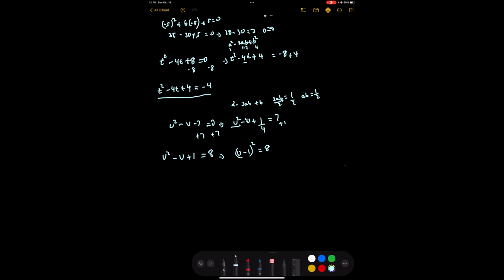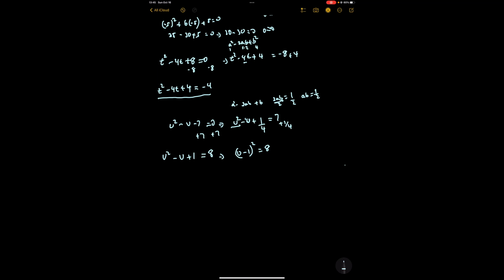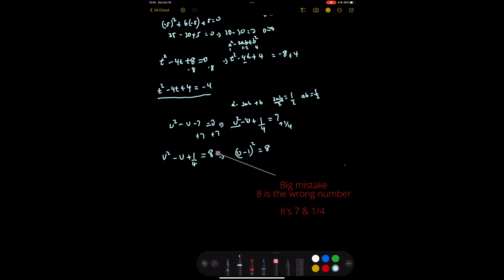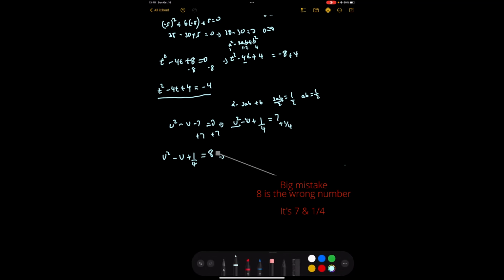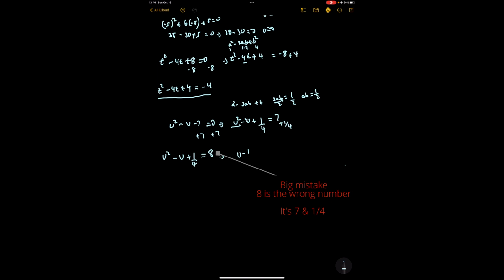And so this is going to be plus a quarter. And that's going to be a quarter. And that's going to be basically half. My bad, guys, I totally messed up right here. That will be u minus half squared equal to 8.